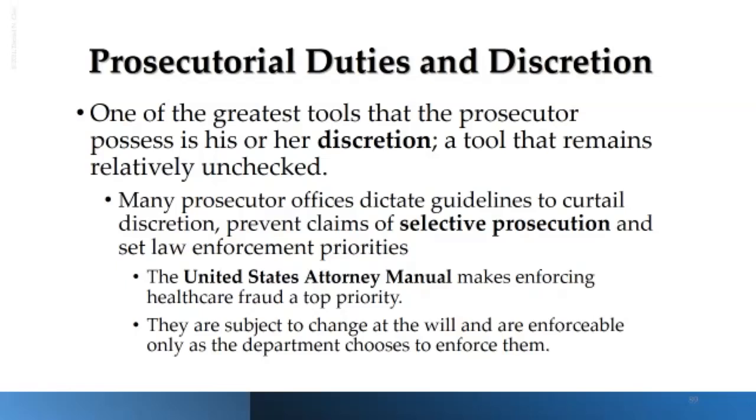Now, to combat this, many prosecutors' offices have guidelines that try to curtail discretion, and they set up law enforcement priorities. For instance, one example is the United States Attorney Manual. The United States attorneys all have a manual, and one of the things it has done for several years is make enforcing healthcare fraud a top priority. That being said, the problem with these guidelines is they're guidelines. They're not necessarily mandatory, and they are subject to the will of whoever is in charge of enforcing them, and are enforceable only as the department chooses, right?